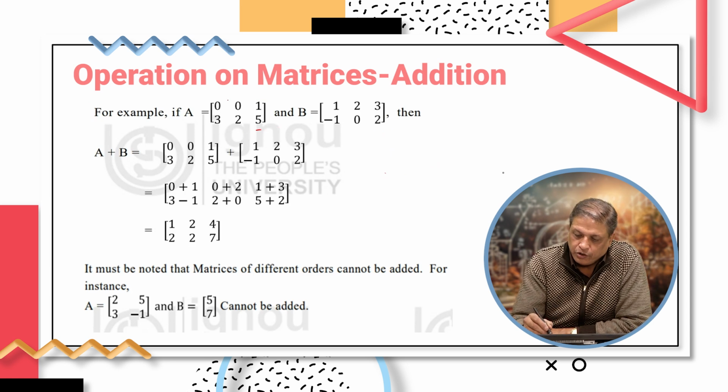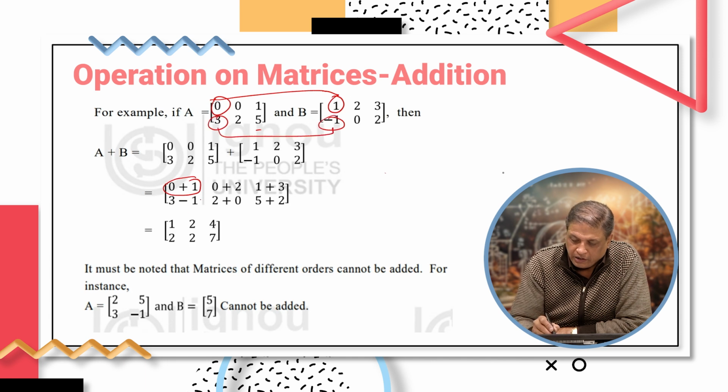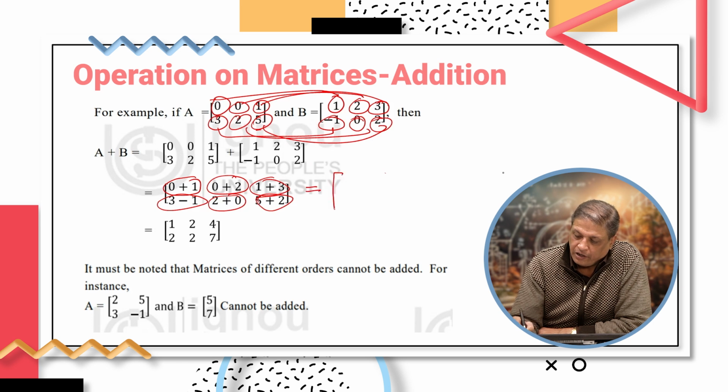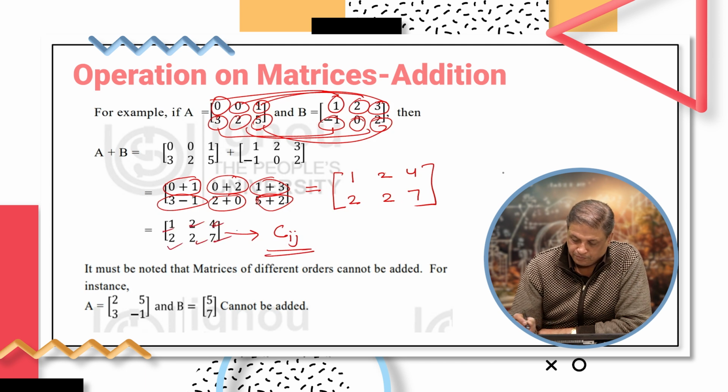One by one we are going to add the values: 1 plus 0 is the first thing, 3 plus minus 1, 0 plus 2, 2 plus 0, 1 plus 3, 5 plus 2. So that means point wise we added the values and we got the new matrix, which is 1, 2, 4, 2, 2, 7. So this is matrix C_ij and the values are 1, 2, 4, 2, 2, 7.